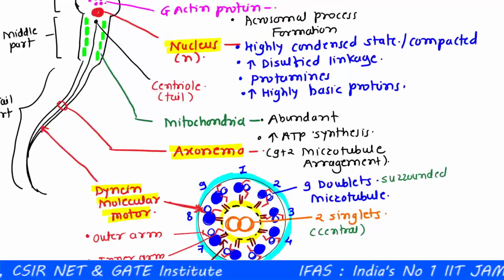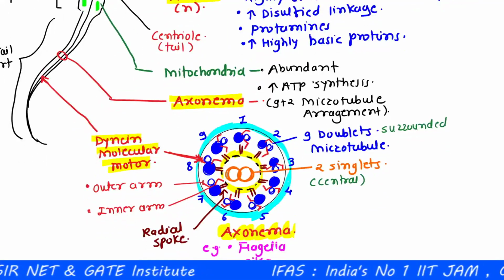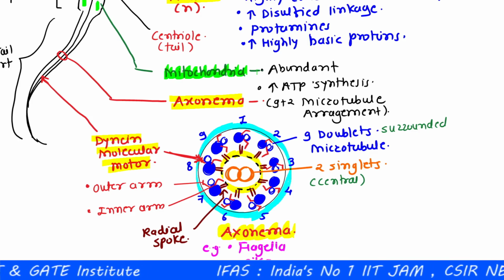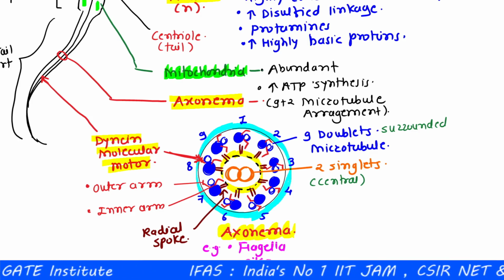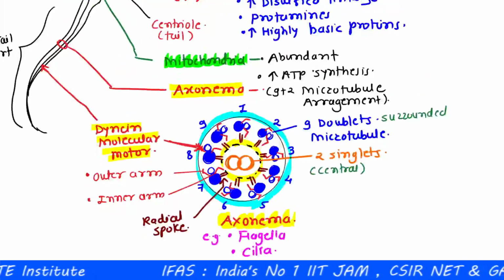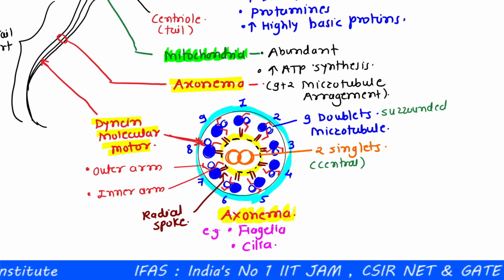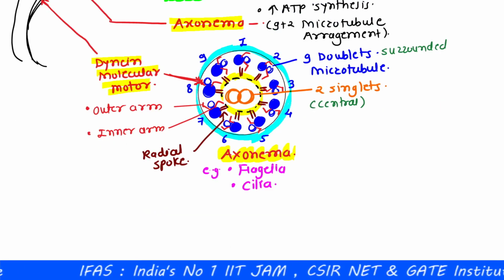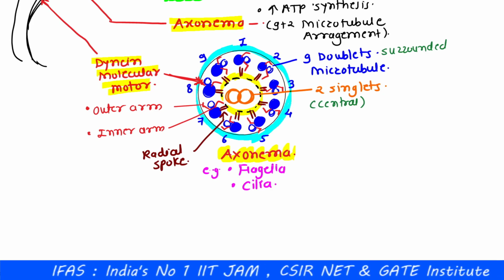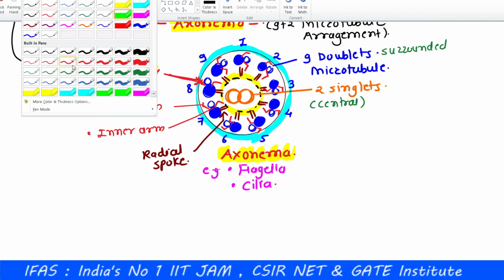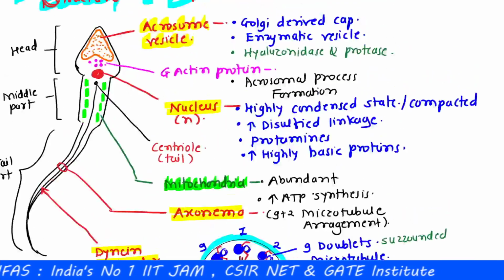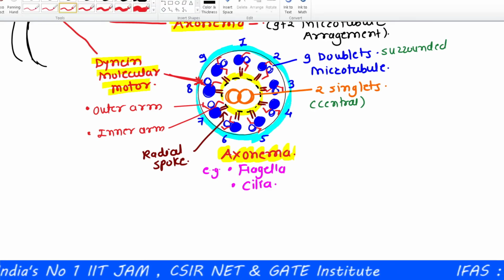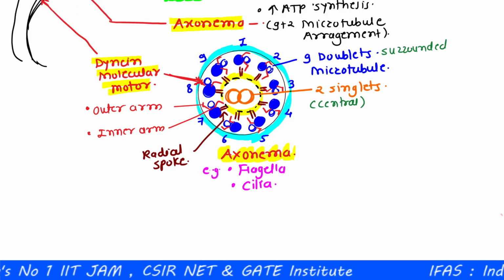Then the presence of the centriole, which forms the tail, and the presence of abundant mitochondria, which are required for ATP synthesis. Then the presence of the axonema. The tail is formed from the axonema, and that axonema is a 9+2 arrangement microtubule structure, with 9 doublets surrounded by the 2 singlets. So this is the axonema structure. This is the structure and function of the sperm and its components. Next is the process of oogenesis.